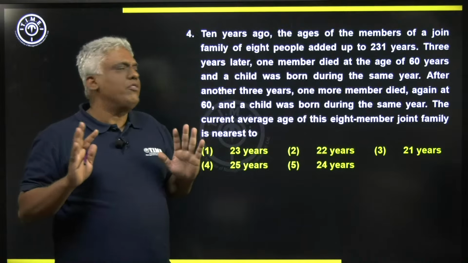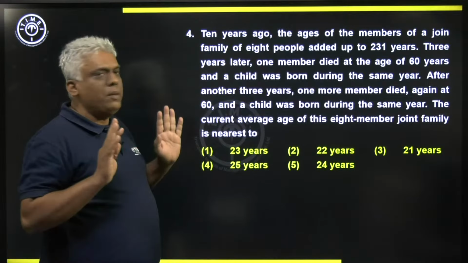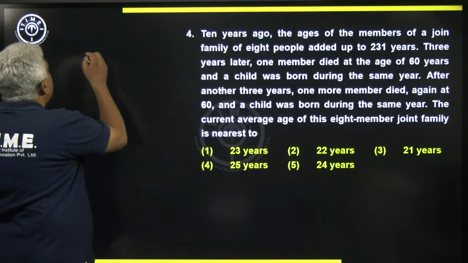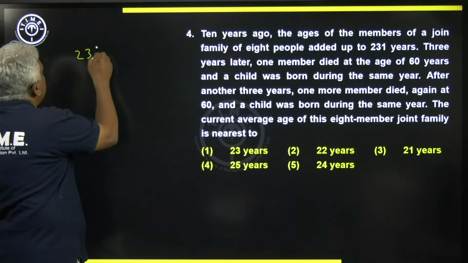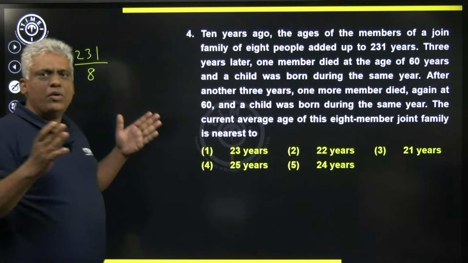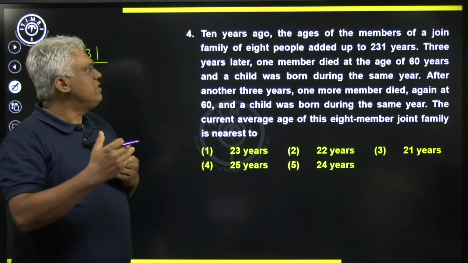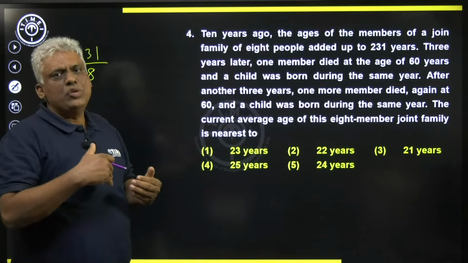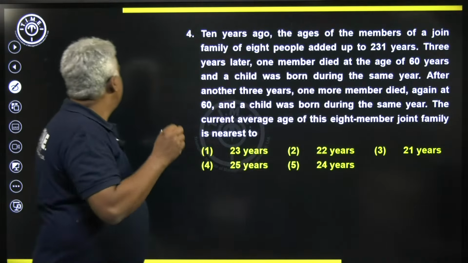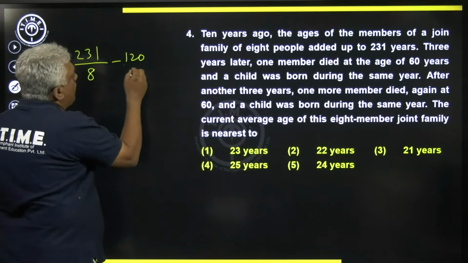Now one shortcut trick we can do is, you see, one person is dying and one child is born, so the total number of people remains the same, 8, right? So straightforward, we can do one shortcut. Initially the average was 231 by 8. And now during these 10 years, what happened? The number of people remains the same, right? So 60 is lost, and a zero is added. So in total we lost 60 two times, that is 120 years we lost among 8 people.